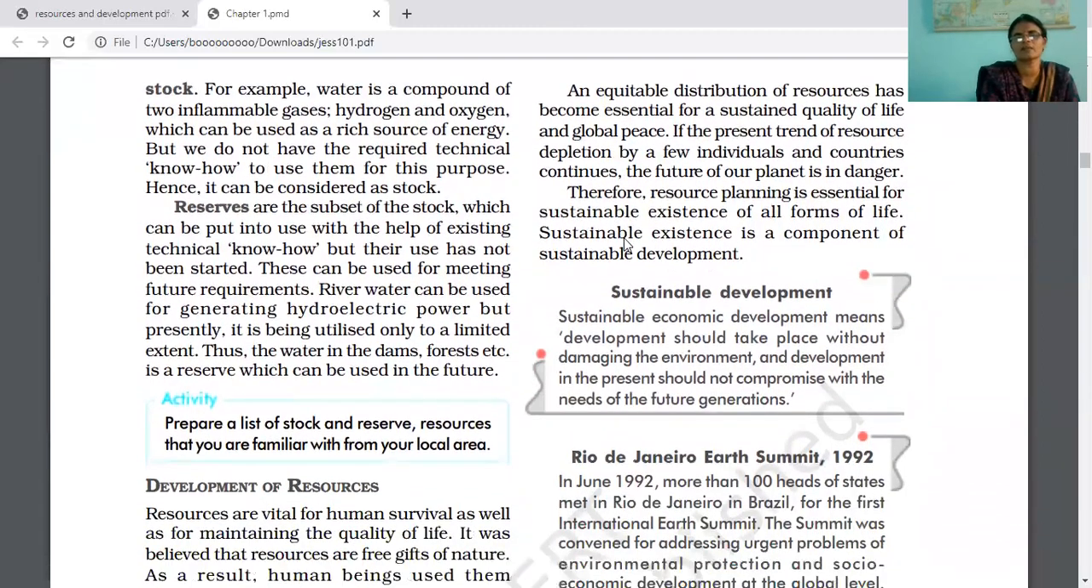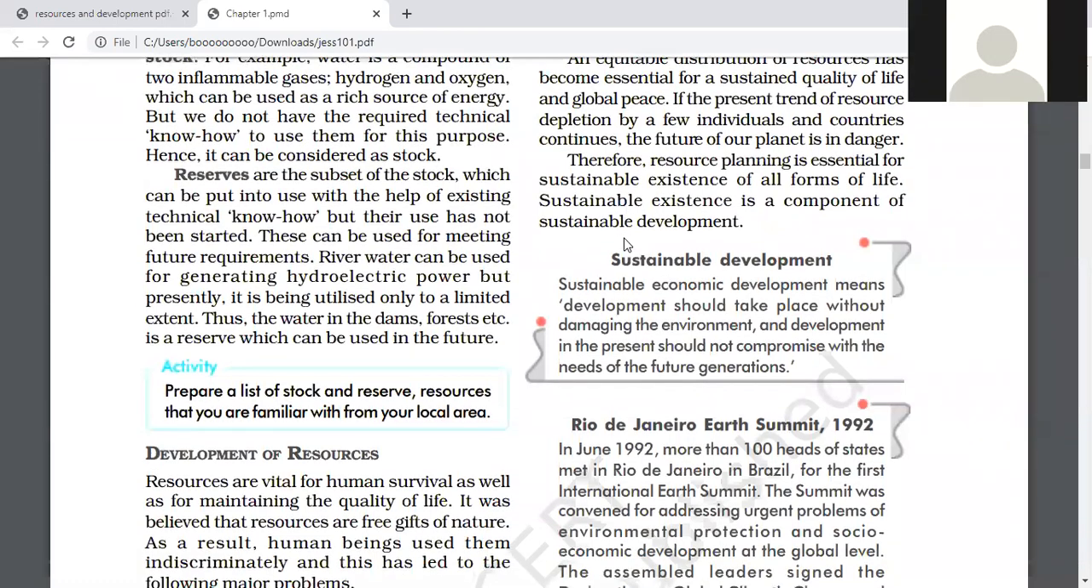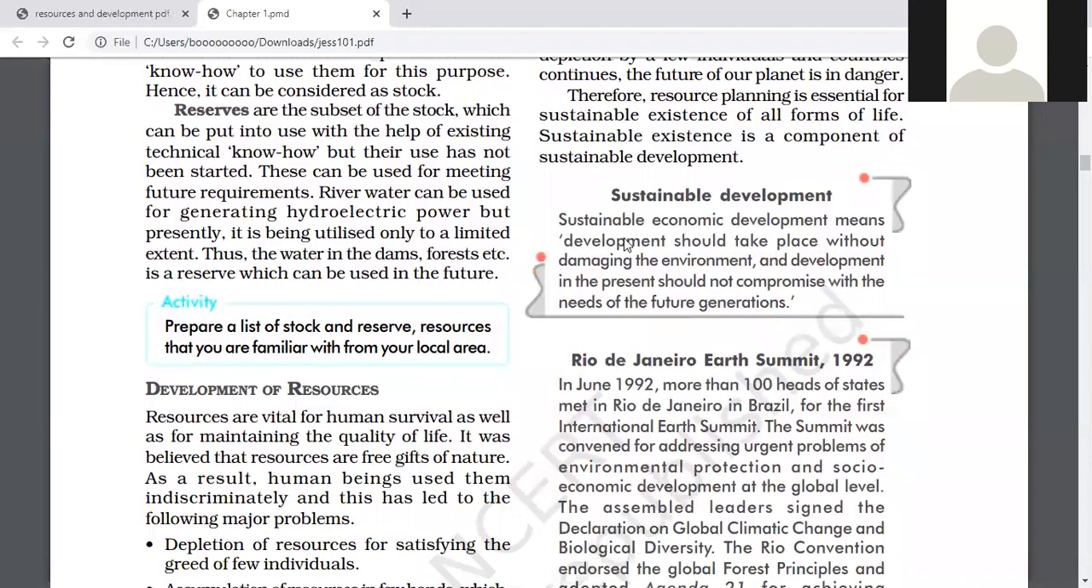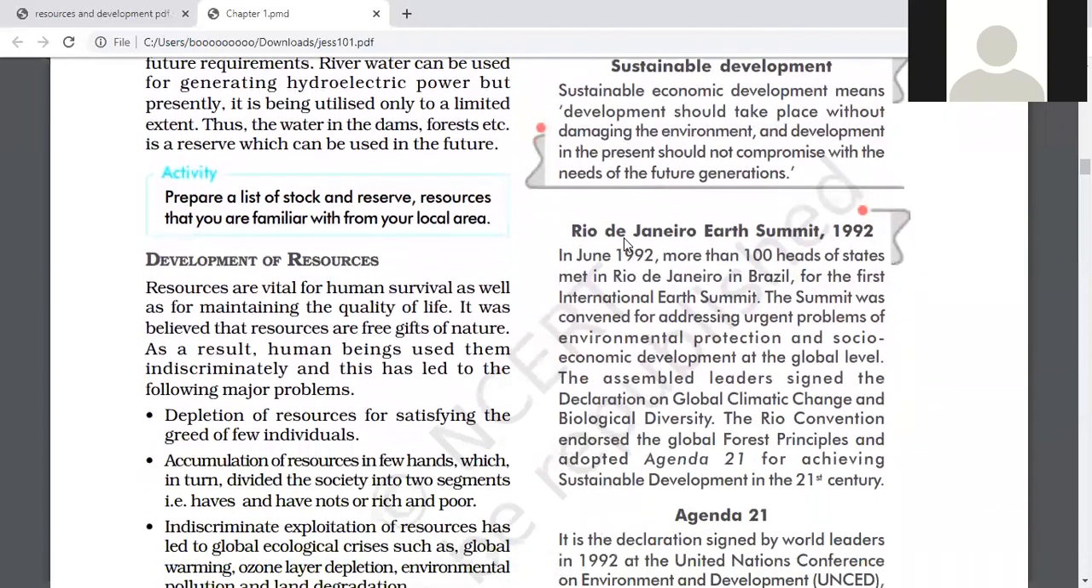Reserves: again, see, reserves are the subset of the stock which can be put into use with the help of existing technical know-how. Here there is no problem of technology. With the existing technology, we can utilize the resources, but we are postponing their use for the future, because to meet the requirements of the future, we have to preserve some amount of resources. So these resources are called reserves. Next, development of resources.